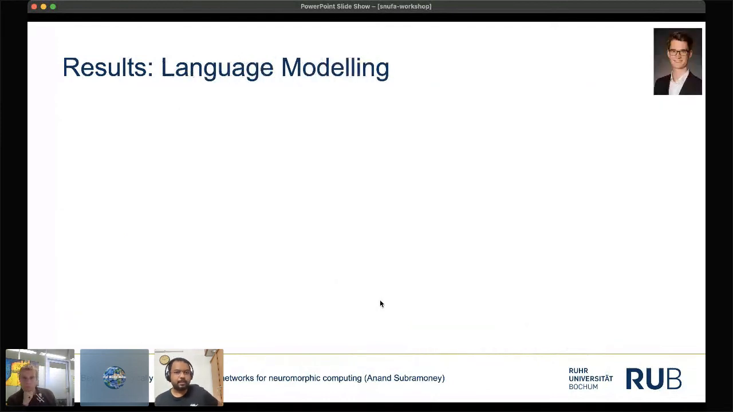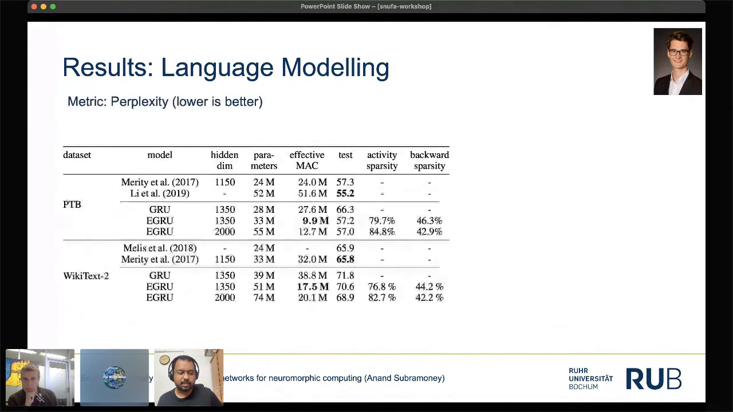And finally, the larger task that we looked at was language modeling. So we tested this on PennTreebank and WikiText-2, and we get perplexity very close to state-of-the-art networks based on LSTMs, but with a much lower computational footprint, both for the forward pass and for the backward pass.